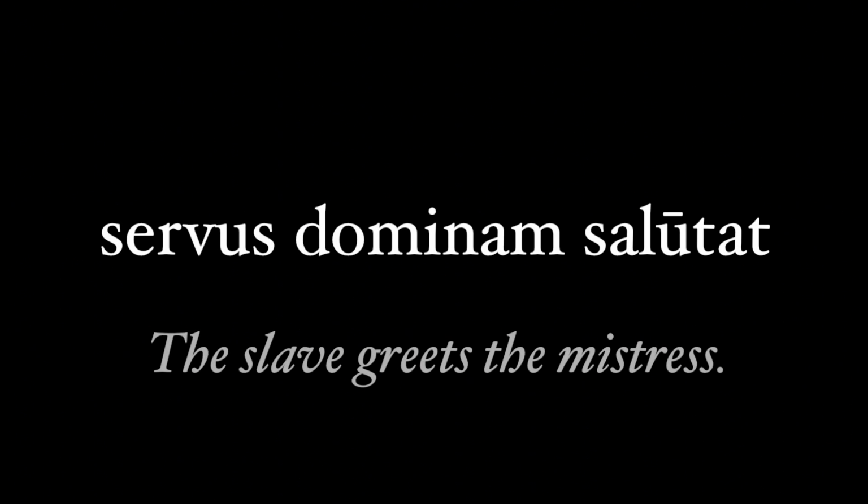When you're first learning Latin, you come across sentences like this. Servus dominam salūtat. This means the slave greets his mistress. Let's match up the words. Servus means slave, but greets is salūtat and mistress is dominam. Wait a second, what's going on here? Why are these words all jumbled up in a weird order?